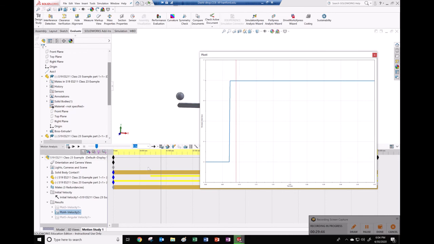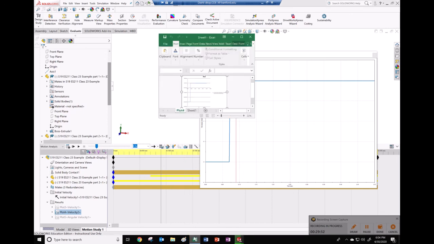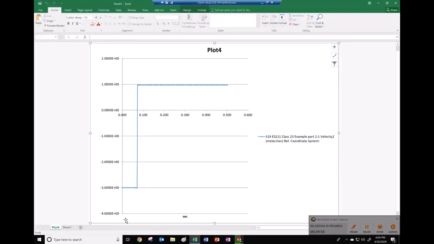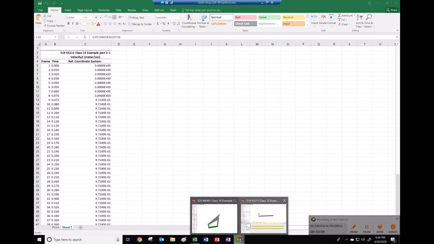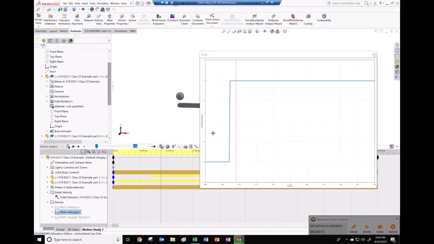What we could do is we could always export to a spreadsheet, so we could actually see the values. Make that big. It's barely shown in here. So it looks to me like 0.973. And the signs really bother me though.